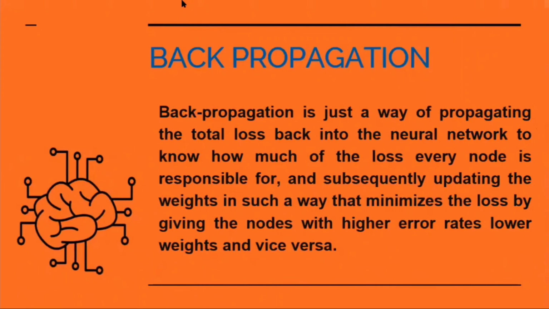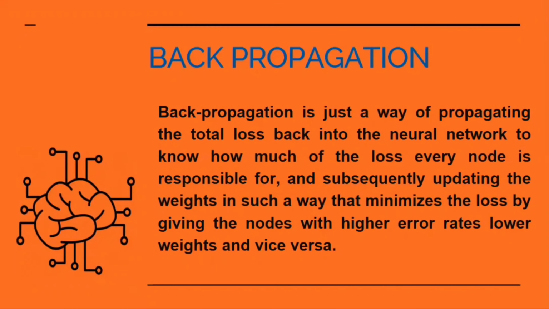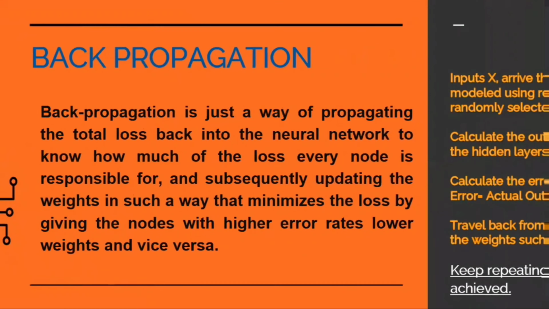Backpropagation. What is backpropagation? Backpropagation is a method which is used to train neural networks artificially. You can also say that backpropagation is used to minimize the loss function with respect to the weights which are given to the input layer.